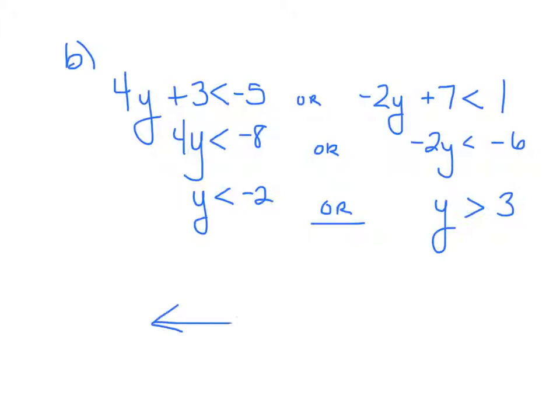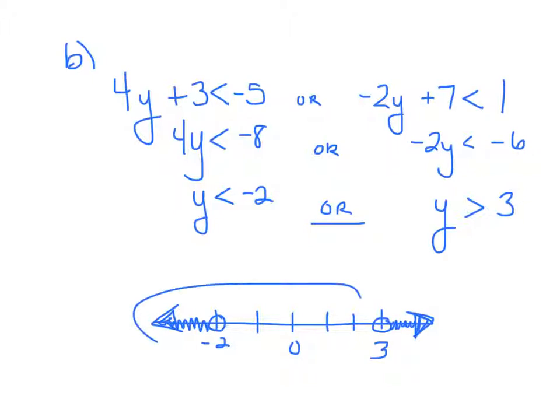So now if I graph this, negative 2, negative 1, 0, 1, 2, 3. Y is less than negative 2, so open circle since it's not a solution, and shade to the left. Y is greater than 3, so it's not a solution. I put an open circle, shade to the right. And there's my answer.